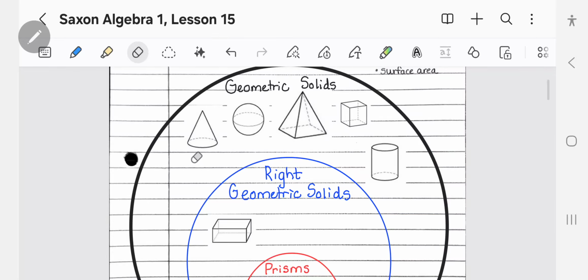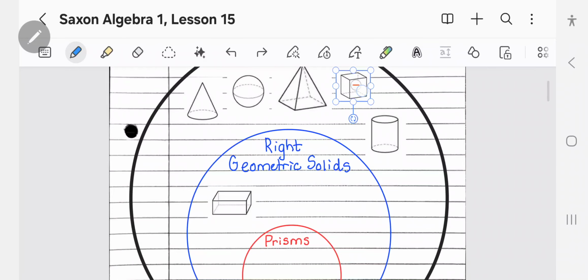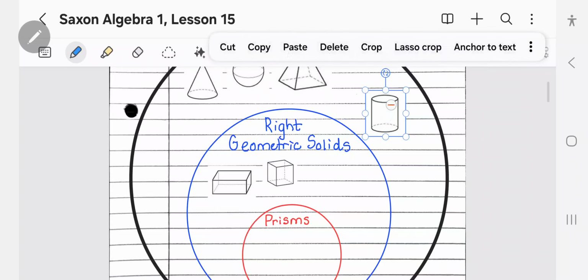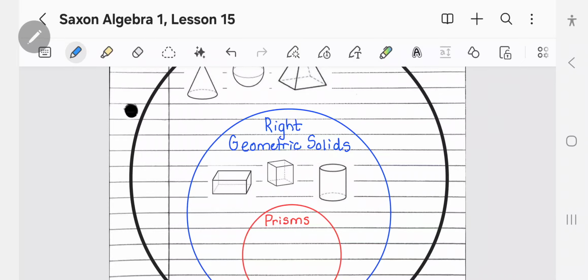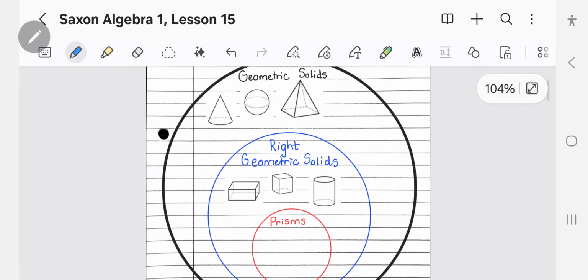Let's see what else. Well, this one would not be, because you do not see that it has right angles in it. This one would not be. This one here, you can see, is not a right angle. But this one that looks like a cube, I would say that's a right geometric solid. And then here, this is a cylinder. It has a 90-degree angle. The side meets the base at a 90-degree angle. It's not leaning over. Okay, and that's a cylinder.